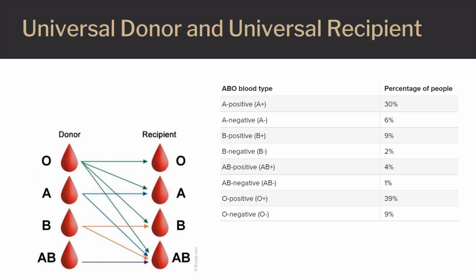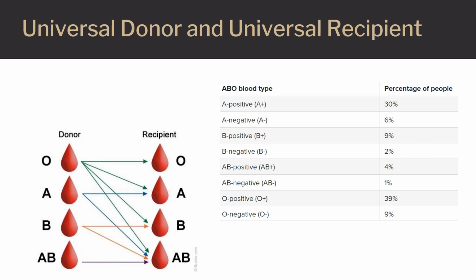Together, the ABO and Rh grouping systems yield our complete blood type. There are 8 possible types: A positive and A negative, B positive and B negative, AB positive and AB negative, O positive and O negative.